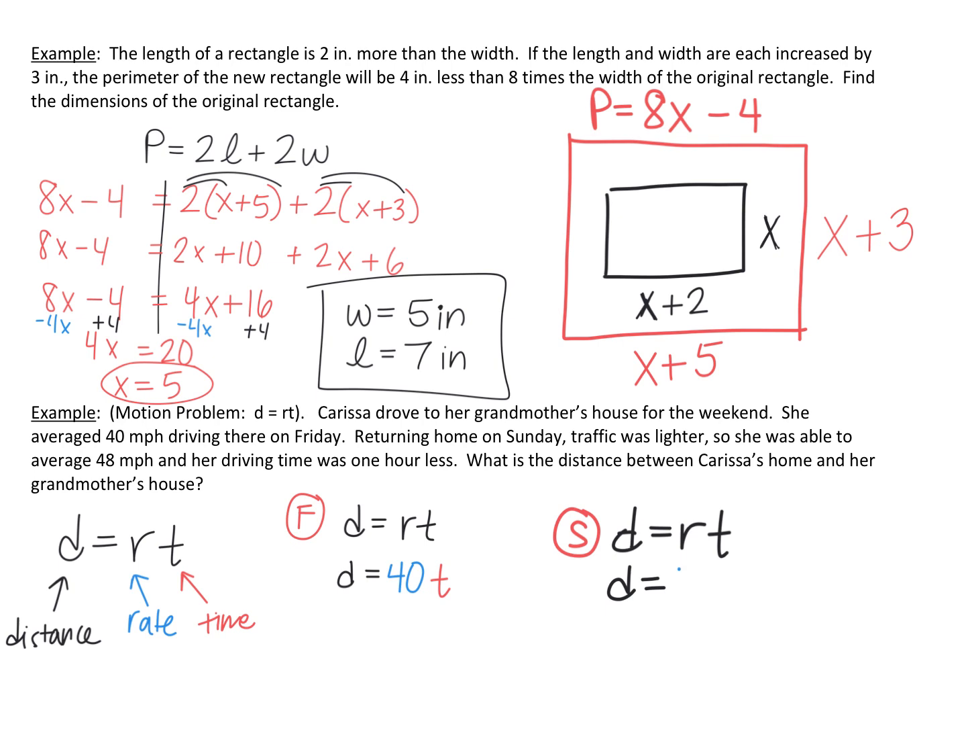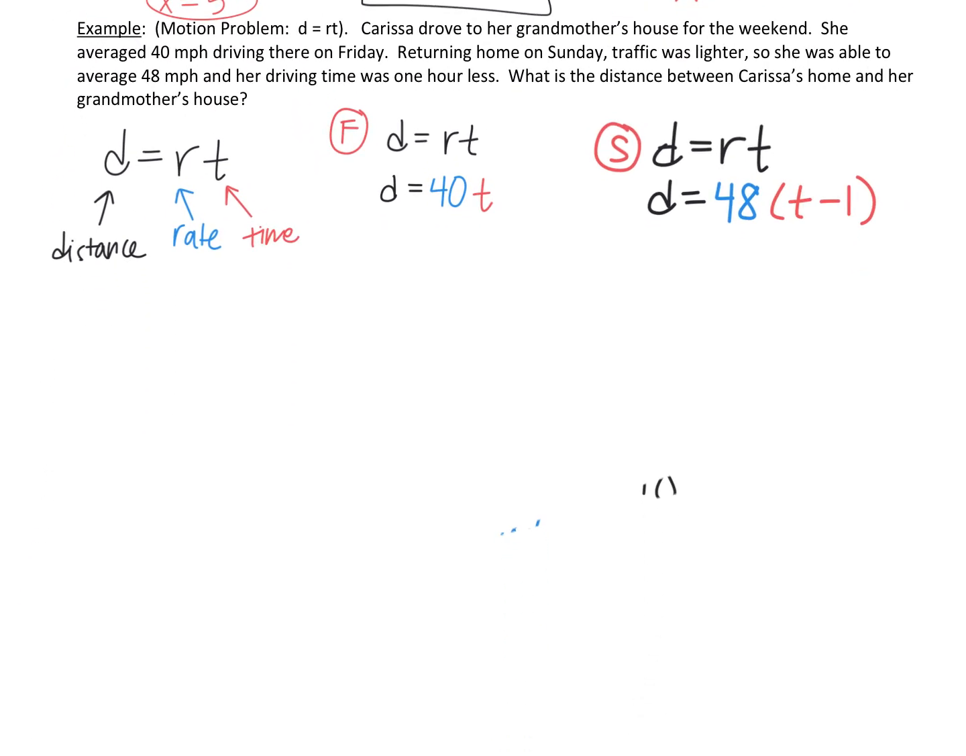So 48 miles per hour. It tells us that on Sunday she's able to drive a little faster, and so her driving time is 1 hour less. How do I represent that since I don't know the actual time? T minus 1. And here's the beautiful part about this problem: because we know that on Friday she's driving the same distance as Sunday, I can set these equal to each other.